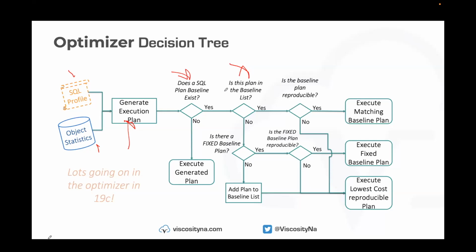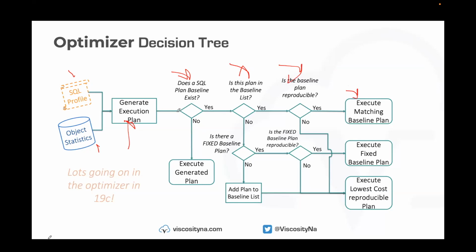It's just not there. Is the baseline reproducible? Again, so it's in my list, but can I reproduce it? Can I actually run that plan? So there's some checks and balances in there. But assuming all those things are true, then it's going to run the baseline plan that's approved.